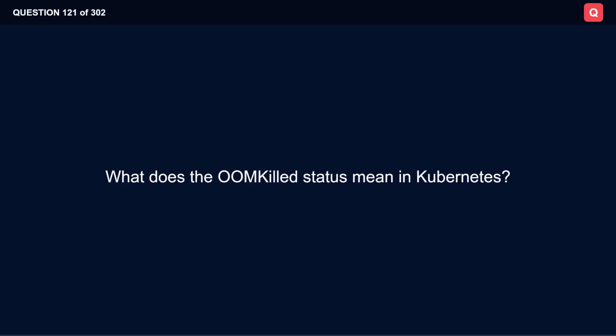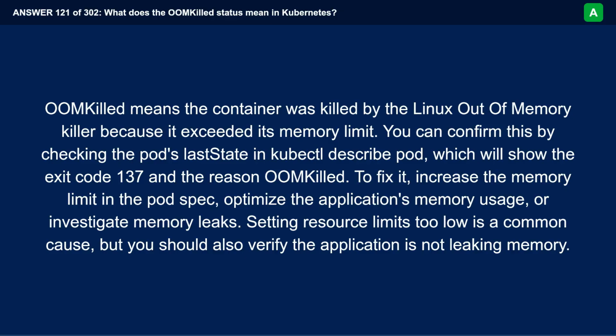What does the OOM killed status mean in Kubernetes? OOM killed means the container was killed by the Linux out-of-memory killer because it exceeded its memory limit. You can confirm this by checking the pod's last state in kubectl describe pod, which will show the exit code 137 and the reason OOMKilled. To fix it, increase the memory limit in the pod spec, optimize the application's memory usage, or investigate memory leaks. Setting resource limits too low is a common cause, but you should also verify the application is not leaking memory.